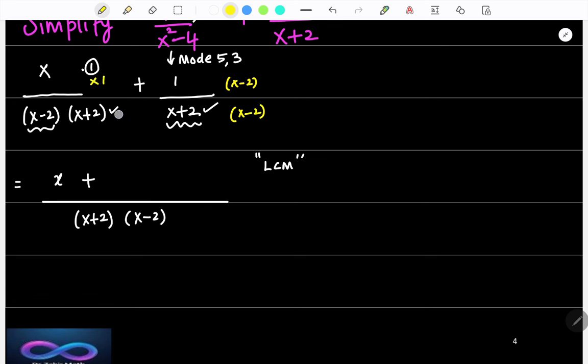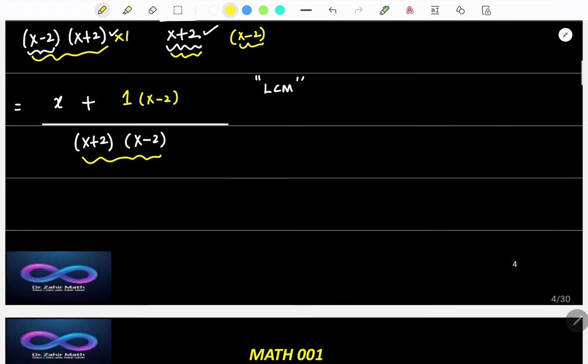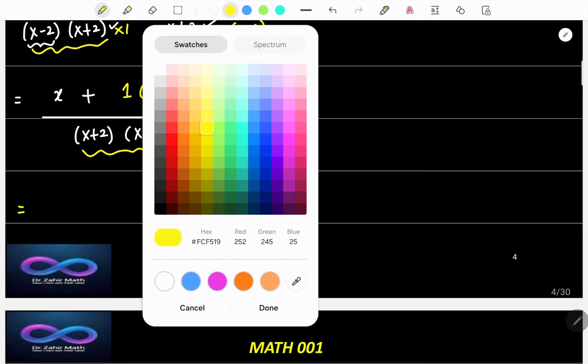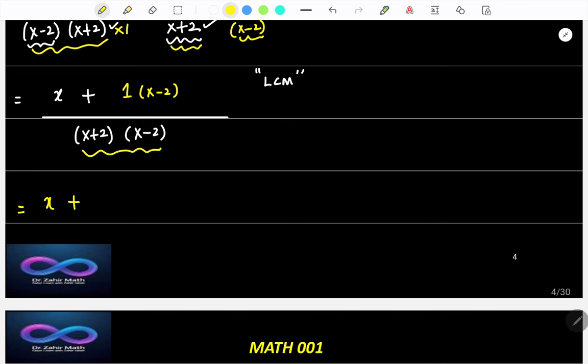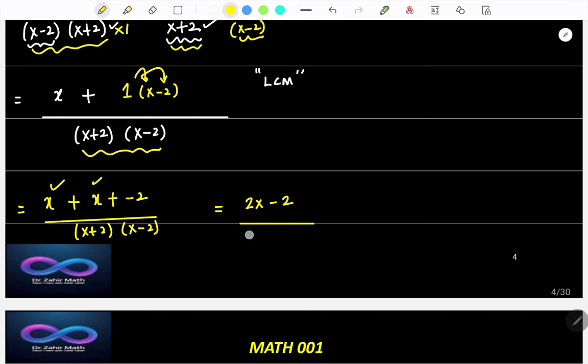But here you are going to multiply by 1. Because why? You see these two things are already here. Here only one thing is there. So you have to multiply by x minus 2. So 1 multiply x minus 2. Right? So this equals, sorry, x plus 1 into x is x, and then plus 1 into 2 is minus 2, divided by your denominator x plus 2 and x minus 2. Right. So this equals x plus x is what? 2x minus 2 divided by x plus 2 times x minus 2.